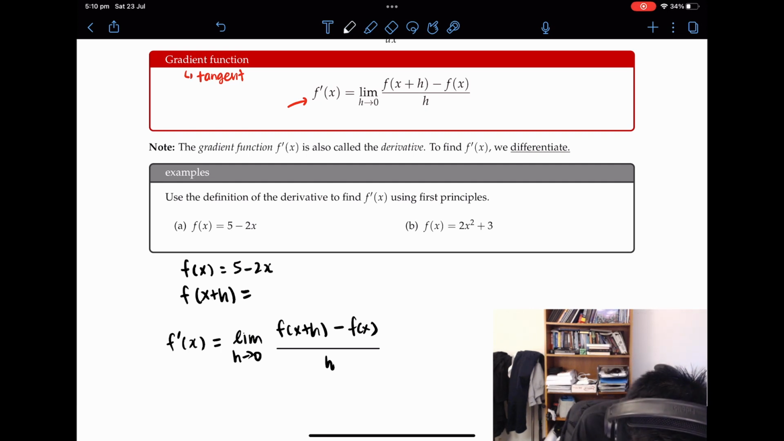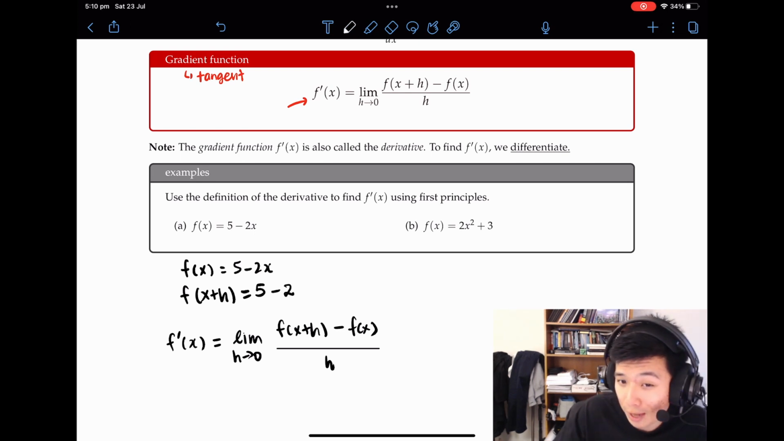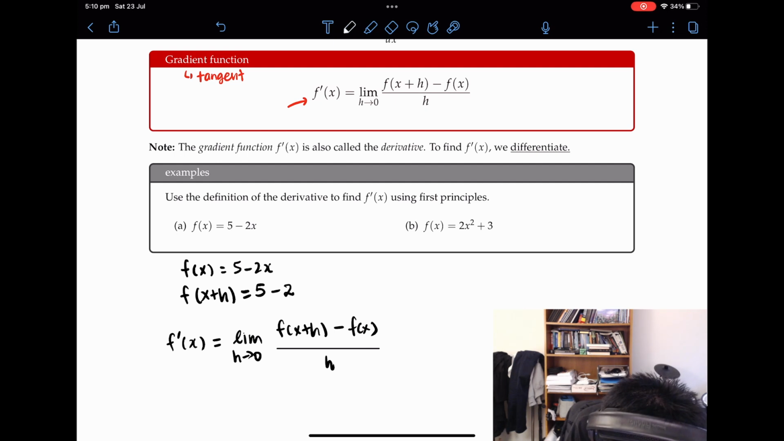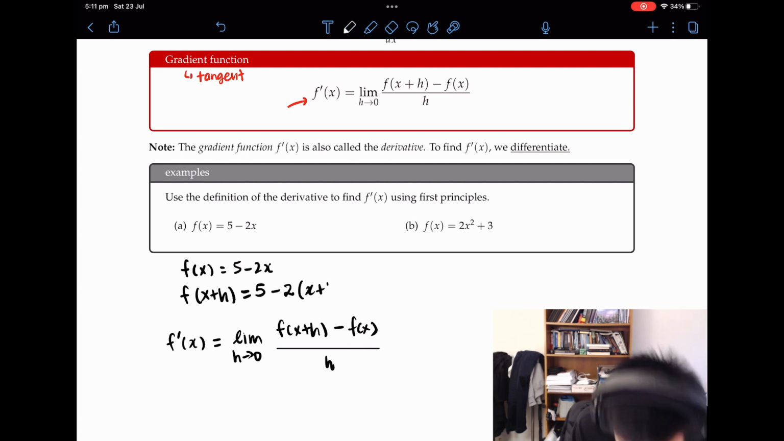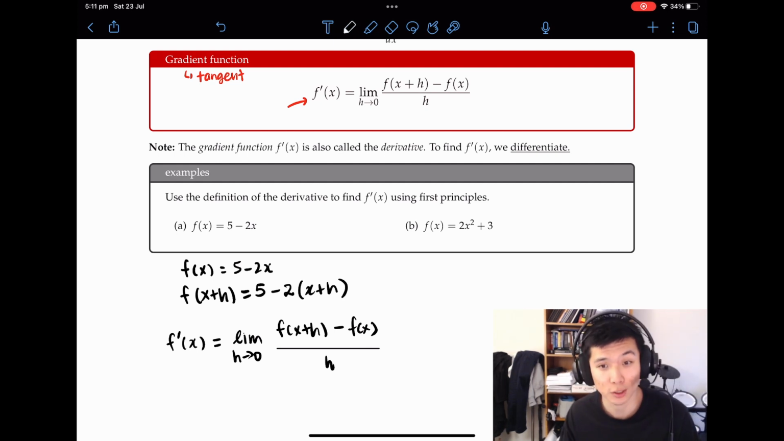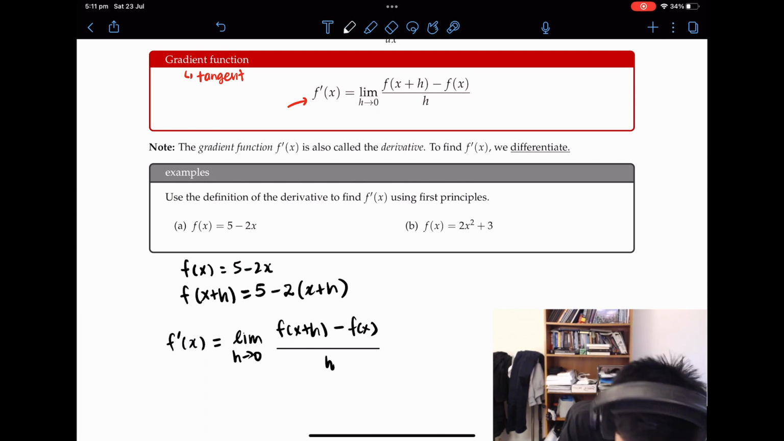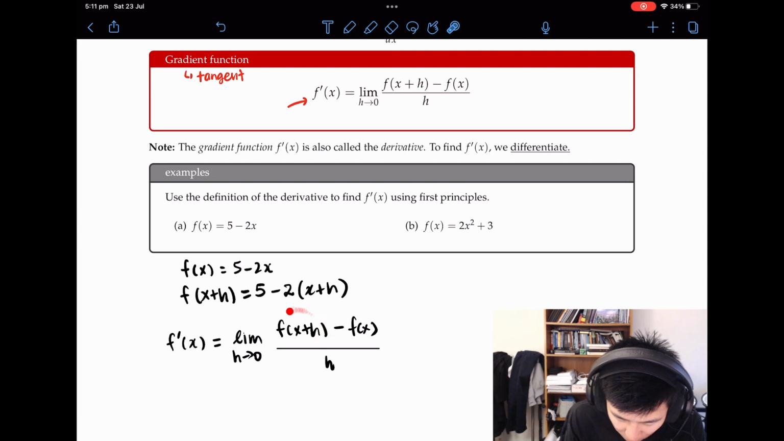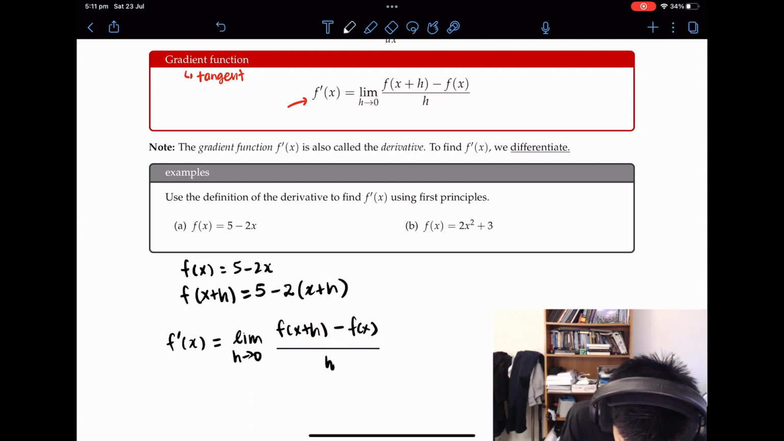So 5, well, there's no x's there. That stays as 5. Minus 2. Now, instead of writing minus 2x, I'm going to write minus 2 times (x plus h), because that's what this function notation means, right? And so now I know this thing here, f of x plus h, I know f of x, so let's just sub everything in.